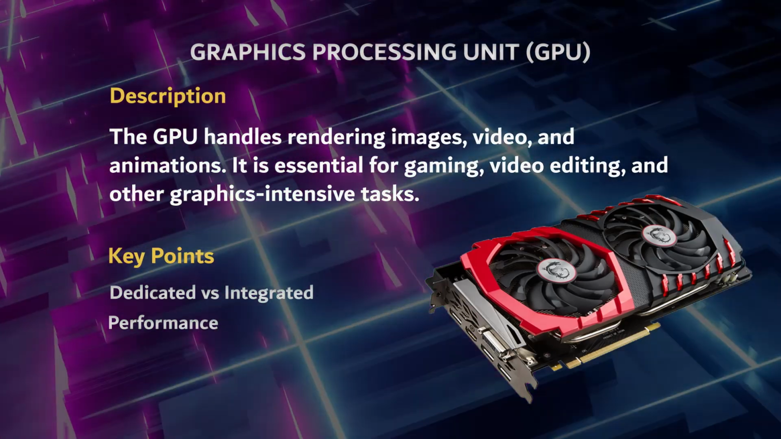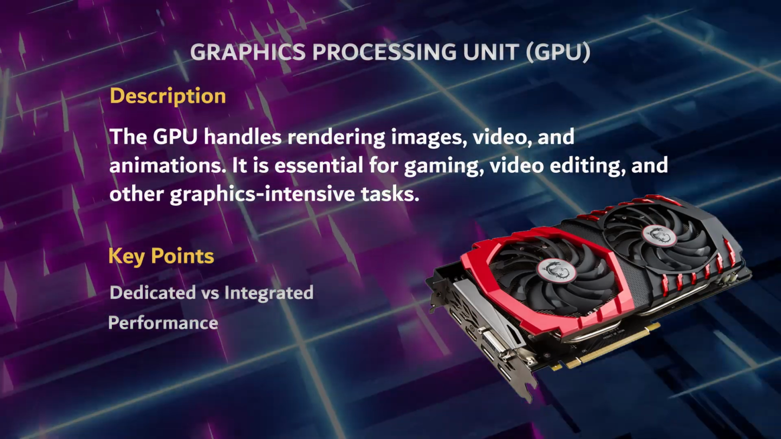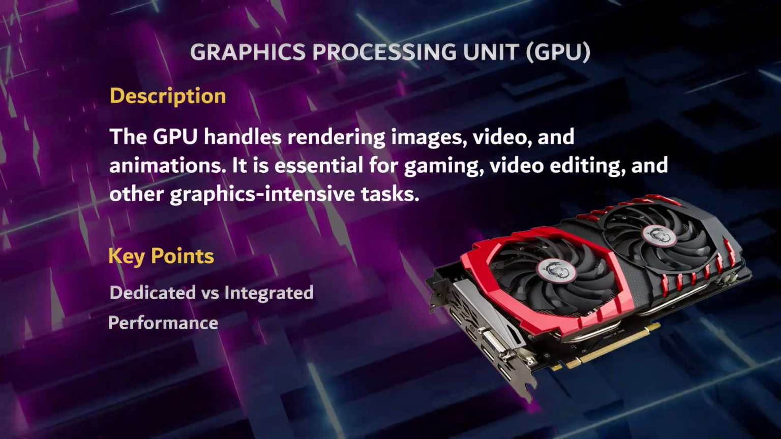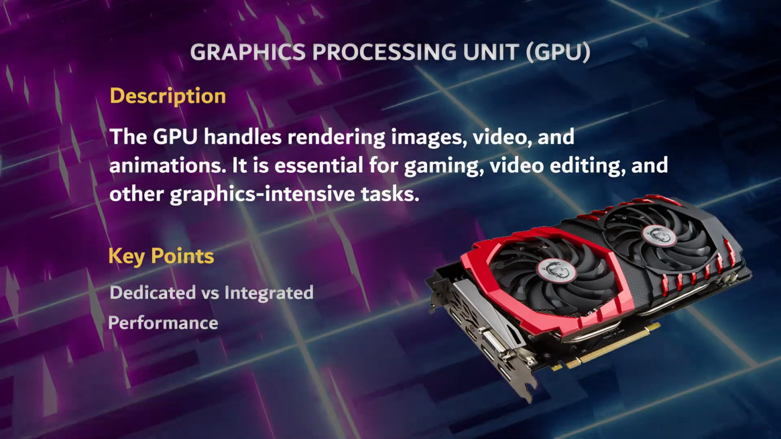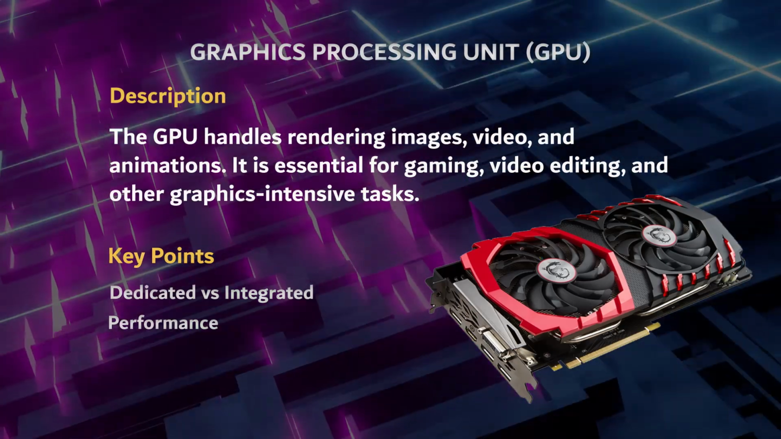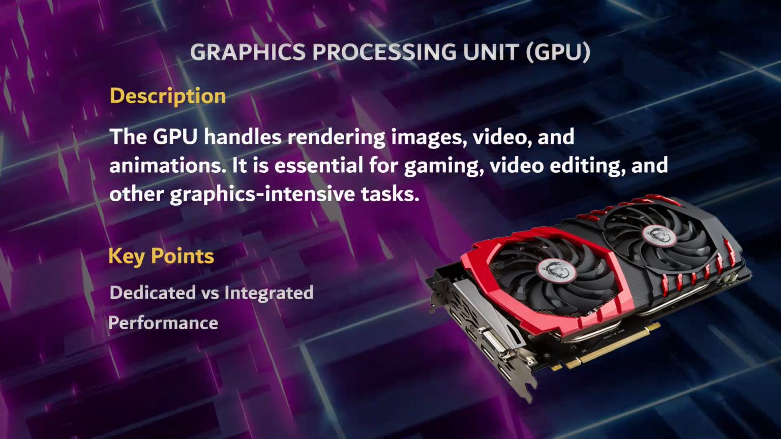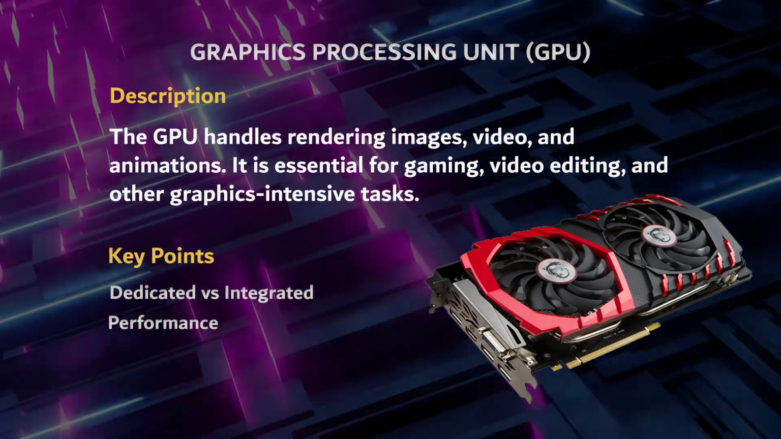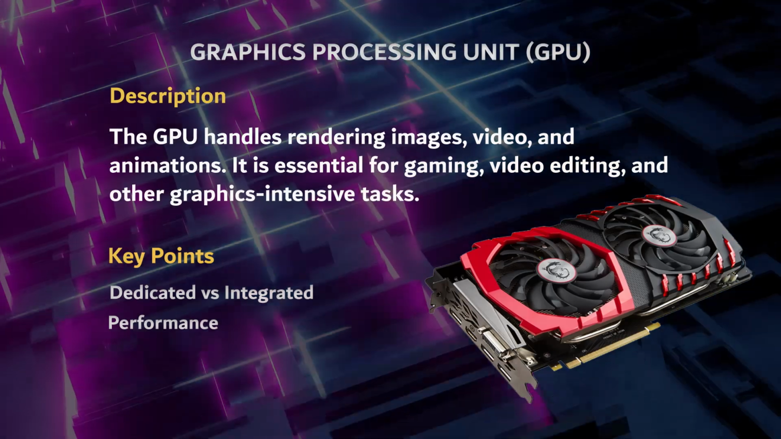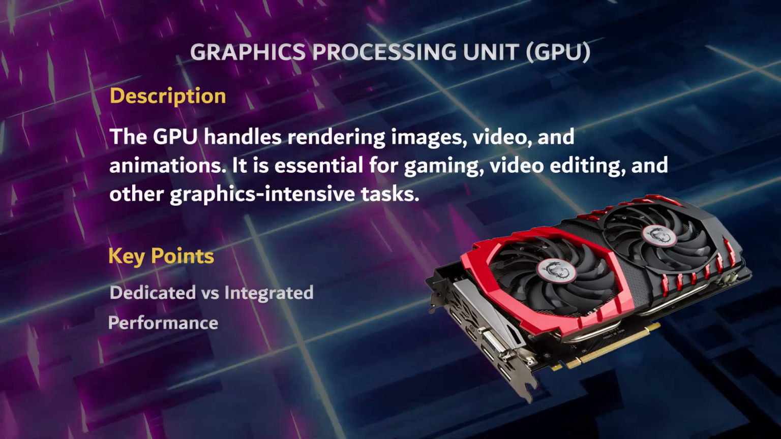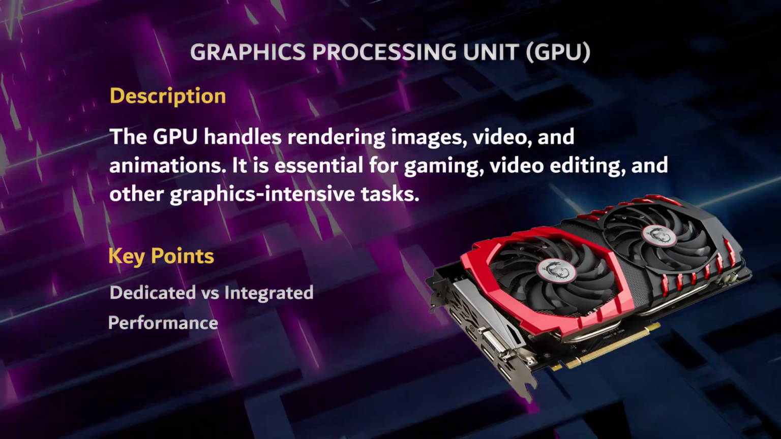Graphics processing unit, GPU. The GPU handles rendering images, video, and animations. It is essential for gaming, video editing, and other graphics-intensive tasks. Some CPUs come with integrated graphics, while others require dedicated GPUs. Key points: dedicated versus integrated. Dedicated GPUs have their own memory, VRAM, while integrated GPUs share memory with the CPU. Performance is measured by factors such as core count, clock speed, and VRAM capacity.